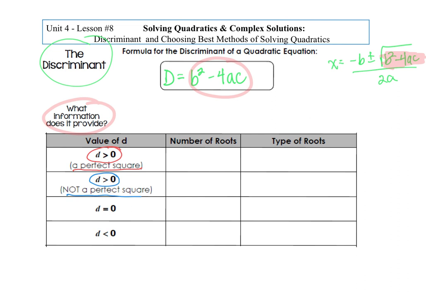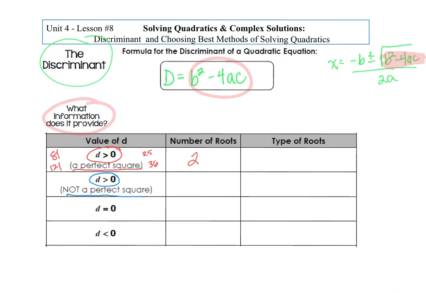In blue, I have circled where it says is greater than 0 and not a perfect square. So meaning a perfect square like 25, 36, 81, 121. Those are all numbers that are perfect squares, and there's a ton of them, right? So when the number that we get for the discriminant, b squared minus 4ac, is greater than 0 and a perfect square, we are going to get 2 real roots.